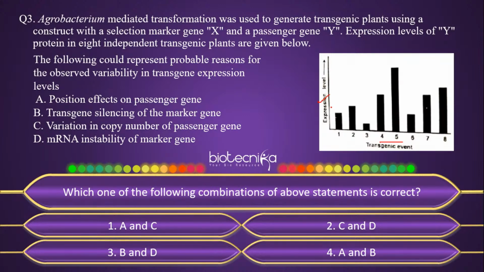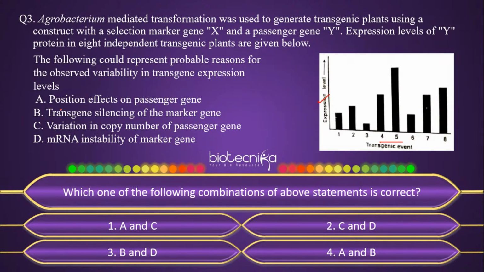So the following could represent probable reasons for the observed variability in transgene expression level. A, position effects on passenger gene. B, transgene silencing of the marker gene. C, variation in copy number of passenger gene, and D, messenger RNA instability of marker gene. Which one of the following combinations of the above statements is correct?